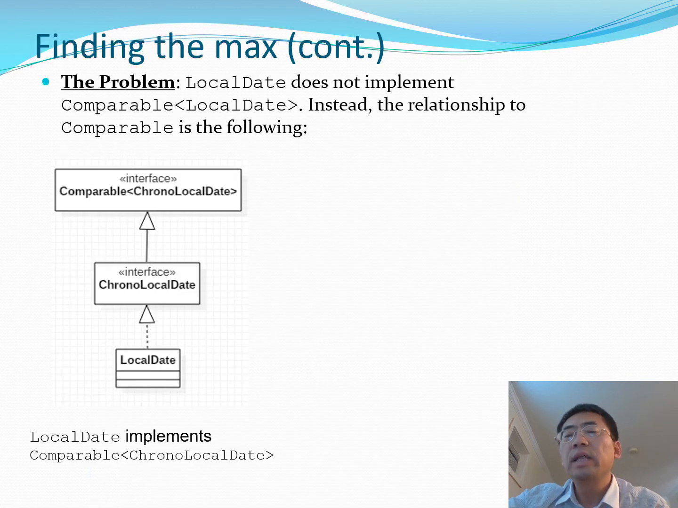To understand the problem, we need to see this diagram. LocalDate is a class that implements an interface called ChronoLocalDate. But this interface, ChronoLocalDate, is a sub-interface of Comparable of ChronoLocalDate. So basically, what we have here is LocalDate implements Comparable of ChronoLocalDate, not LocalDate implements Comparable of LocalDate. So this is inconsistent with the declaration of our generic method. So that's why it does not compile.